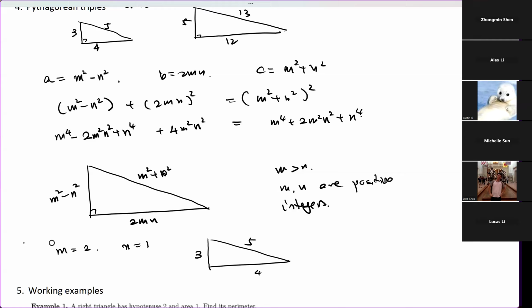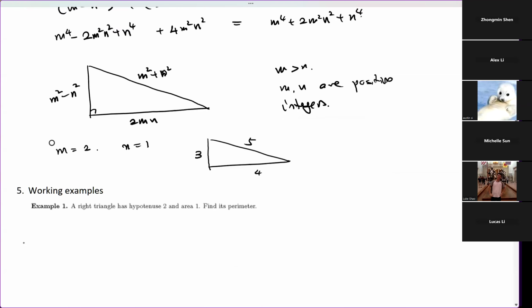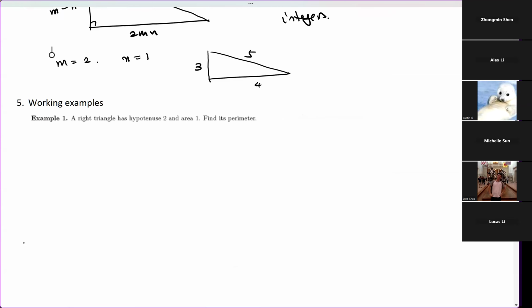All right, so let's take a look at an exercise. Here's a question. A right triangle has a hypotenuse of 2 and an area of 1. Find the perimeter. So the hypotenuse is 2, okay? And the area equals 1. Find the perimeter P.